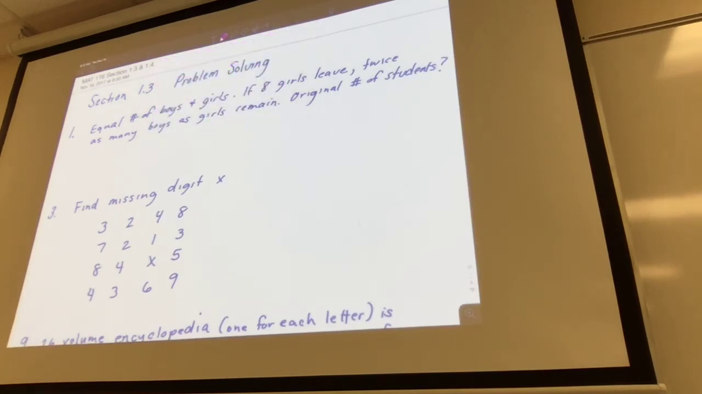Girls are half the number of boys. Okay, so girls are half the number of boys, so that means 16 boys. Right? Then if you know that you have 16 boys, then you have 32 total students.